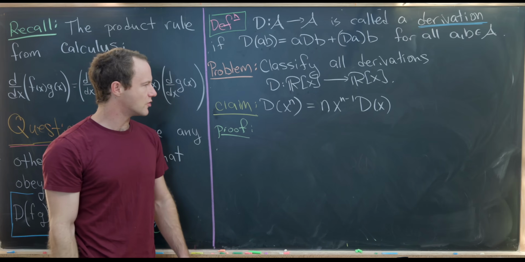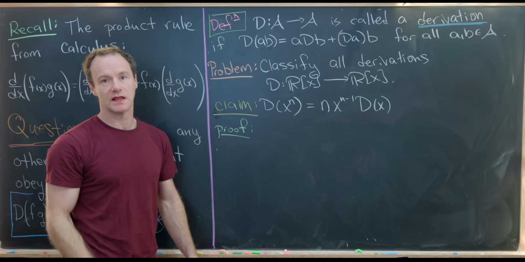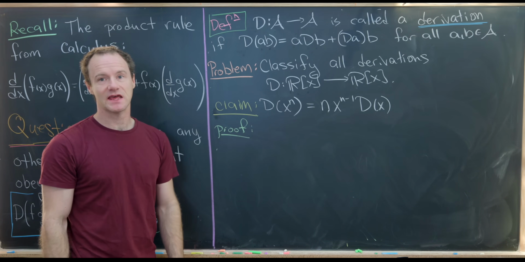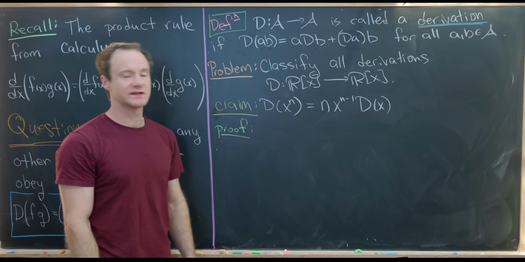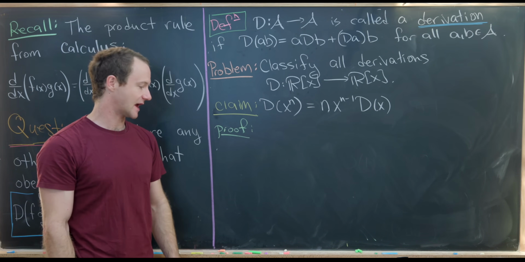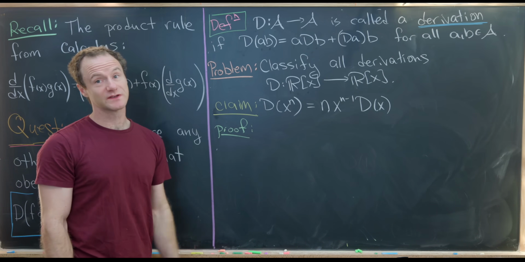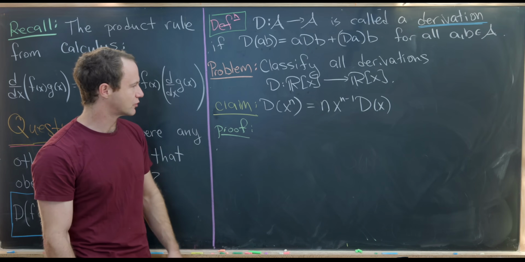Okay, based on some motivating calculations that we had on the last board, we arrive at the following claim. And that is that d evaluated at x to the n is equal to n times x to the n minus 1 times d evaluated at x. You might say, well, what's d evaluated at x? Well, later we'll see that that's actually free to be anything. Okay, let's look at the proof of that.